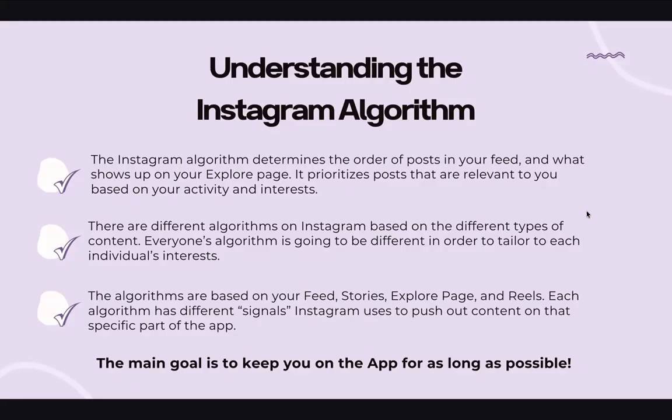Okay. Each algorithm has different signals that Instagram uses to push out content on that specific part of the app. So, likes, saves, shares, comments, and some sort of engagement, right? Those are the typical signals that Instagram will send to push that content out more. Okay.